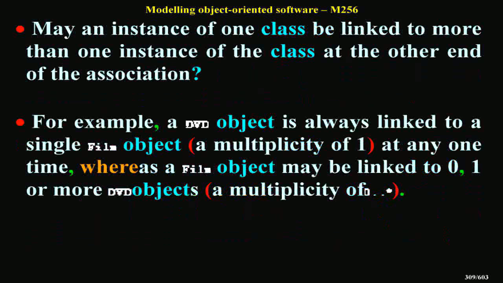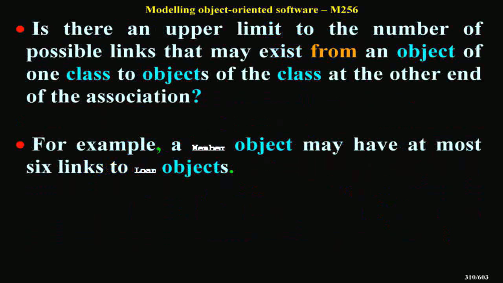May an instance of one class be linked to more than one instance of the class at the other end of the association? For example, an object is always linked to a single object, a multiplicity of 1, at any one time, whereas an object may be linked to 0, 1 or more objects, a multiplicity of *. Is there an upper limit to the number of possible links that may exist from an object of one class to objects of the class at the other end of the association? For example, an object may have at most 6 links to objects.